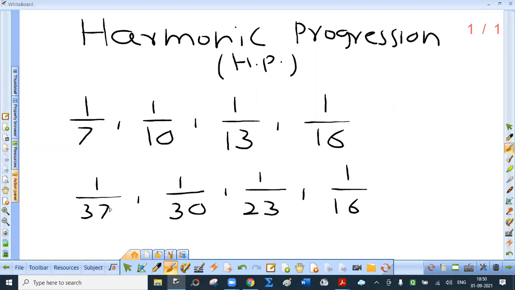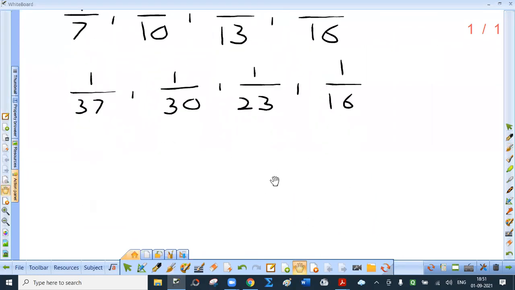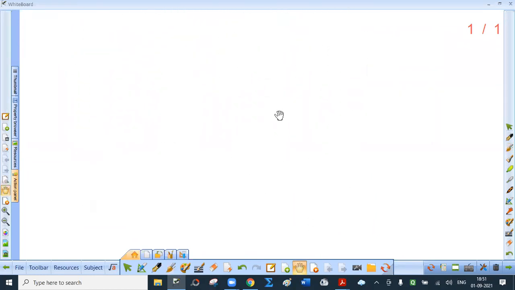What about these: 37, 30, 23, 16? Yes, these terms are also in arithmetic progression with common difference 30 minus 37, that is minus 7. So add the common difference minus 7 to 16 to get 9. So this is the next term of the AP. So it is the next term of the corresponding harmonic progression. It is nothing but 1 upon 9.